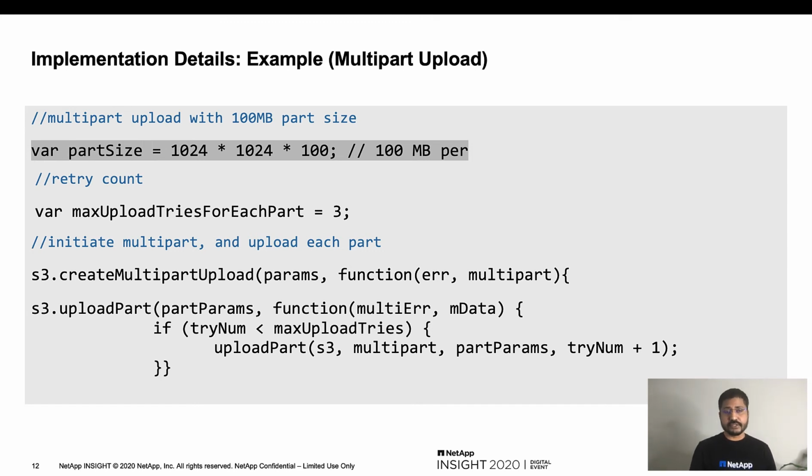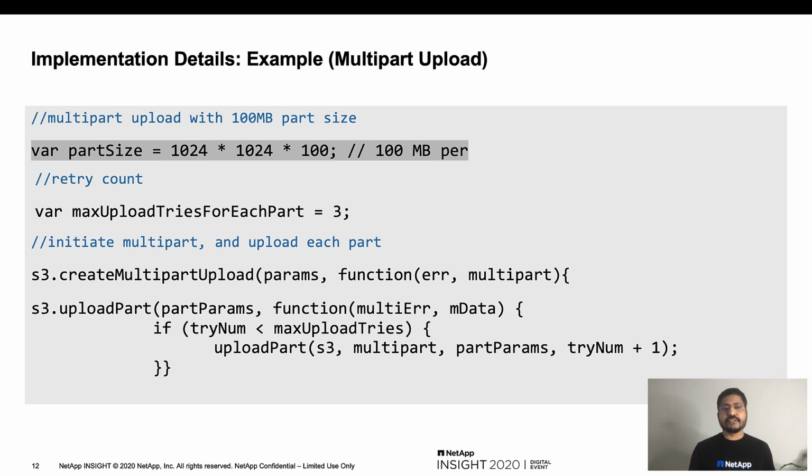For the multipart upload, once we have the presigned URL, you can specify a part size, for example 100 meg, right? And also max upload retries for each part. For example, we configured it as 3. It means that if any individual part fails, it retries 3 times. If it still fails after 3 times, we mark the entire object as failed. So you have the capability to retry at each part level.